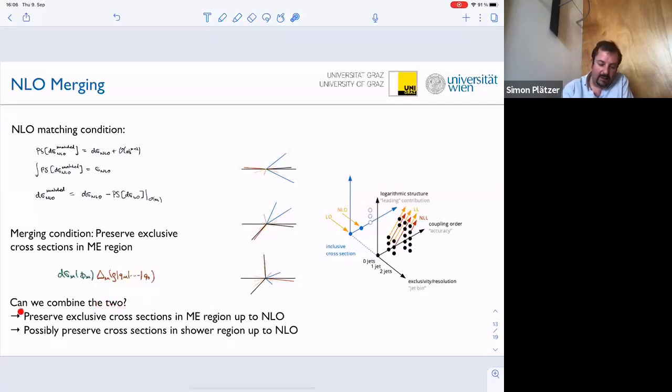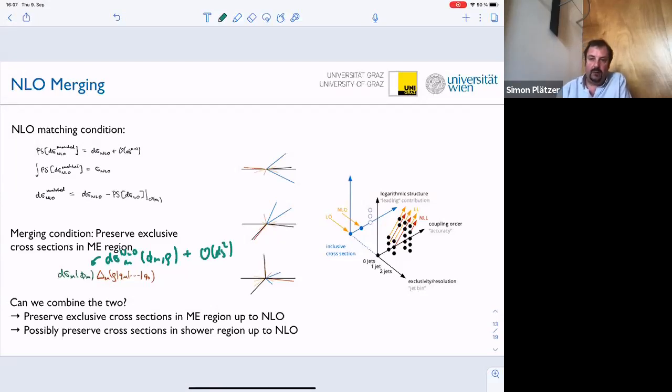So we demand that next to leading order merging will preserve exclusive cross-sections in the matrix element region up to next to leading order. So if we act the parton shower within such an NLO merging calculation, we would want that this pattern here is produced, where this guy here then becomes the next to leading order exclusive cross-section for n jets at these resolutions plus order, relative order alpha s squared.